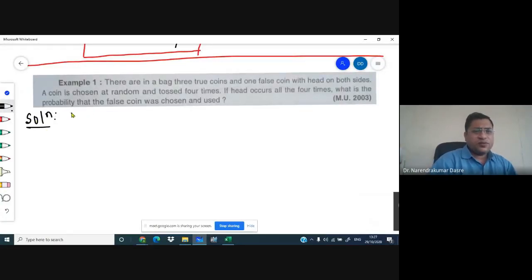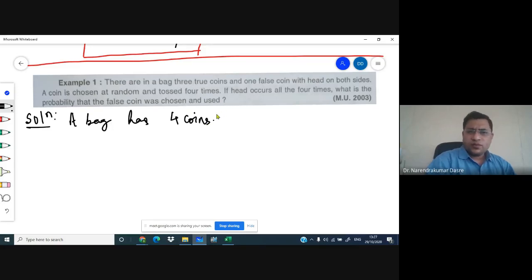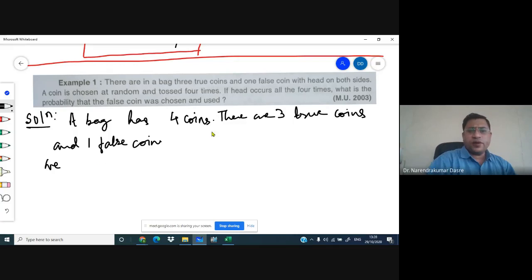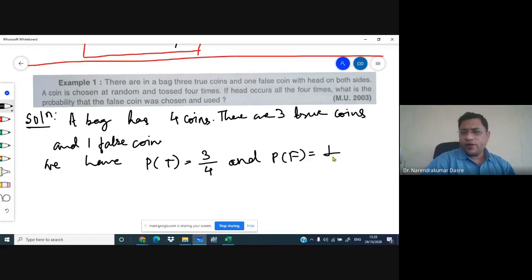What we have here: a bag has 4 coins. There are 3 true coins and 1 false coin. So the probability of a true coin is going to be 3/4, because there are 3 coins out of 4 coins, and the probability of a false coin is going to be 1/4, because there is only one false coin out of these 4. Then consider, what is the probability of getting here?